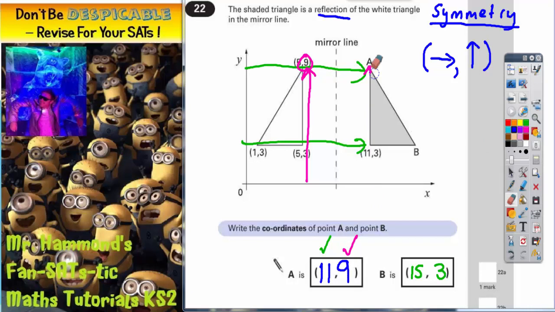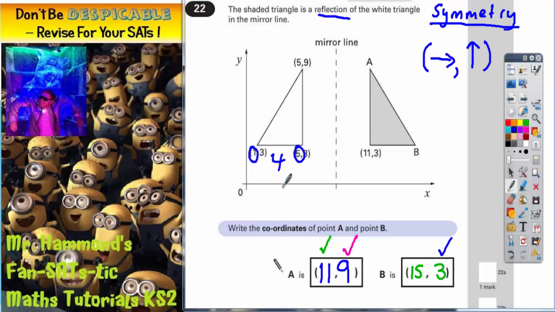And point B, just remove these markings here. Point B, it's got to be 3 up because these points are all 3 up, so that's where the 3 up comes from. But the 15, that's the hardest bit. And all we did there is we said that this point's 1 across and this is 5 across, which gives you a gap of 4. This point's 11 across, do the same gap of 4, that's going to be 15 across, which is where the 15 comes from. And there you have it, the 2 completed coordinates.